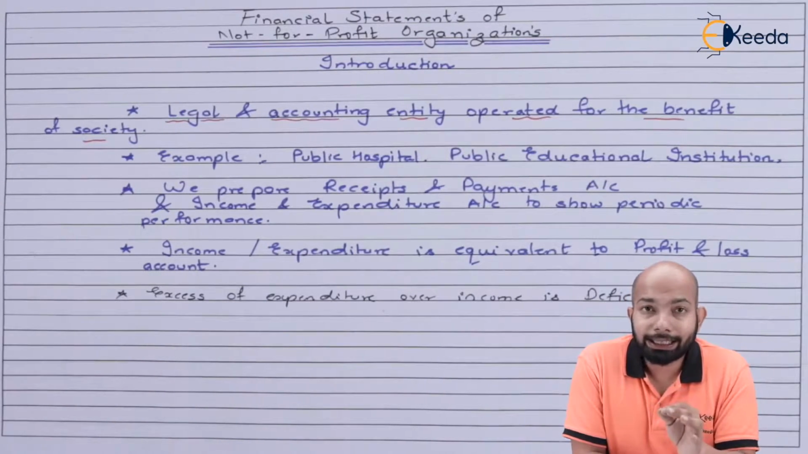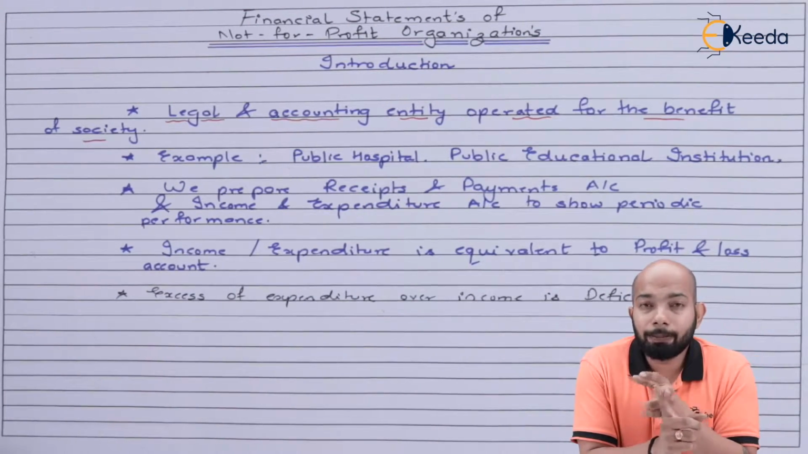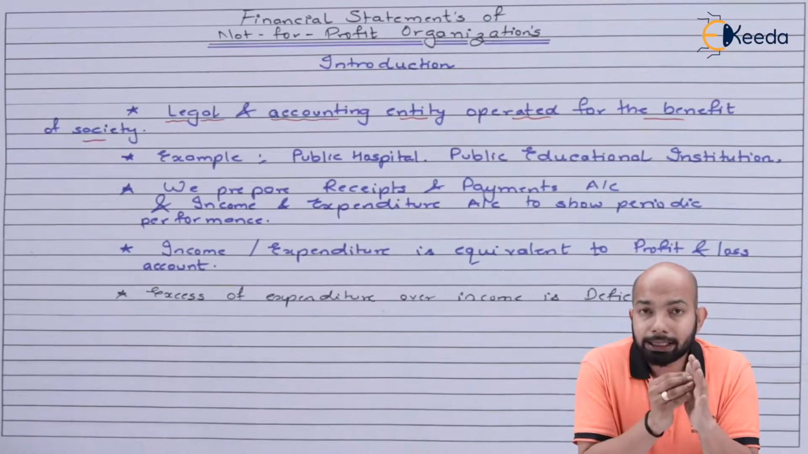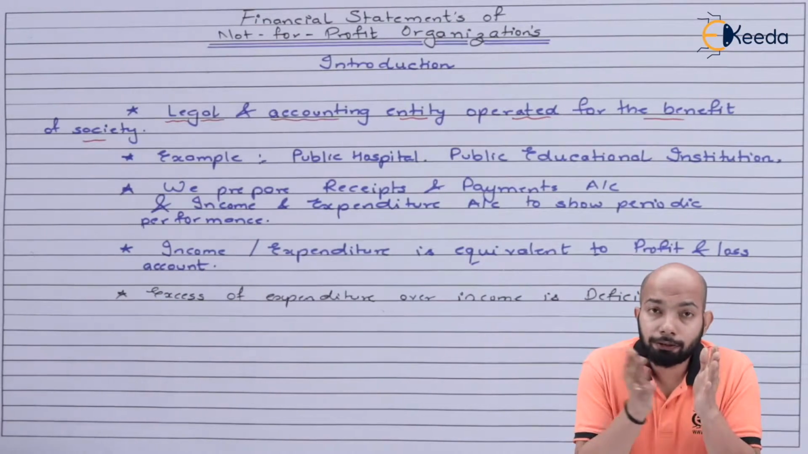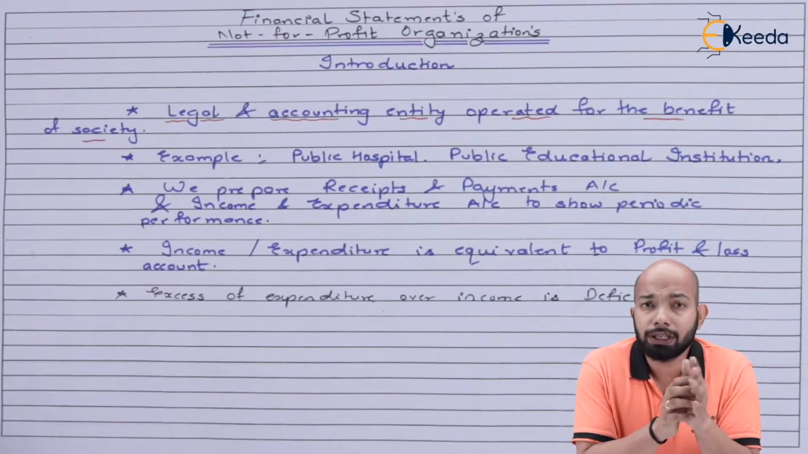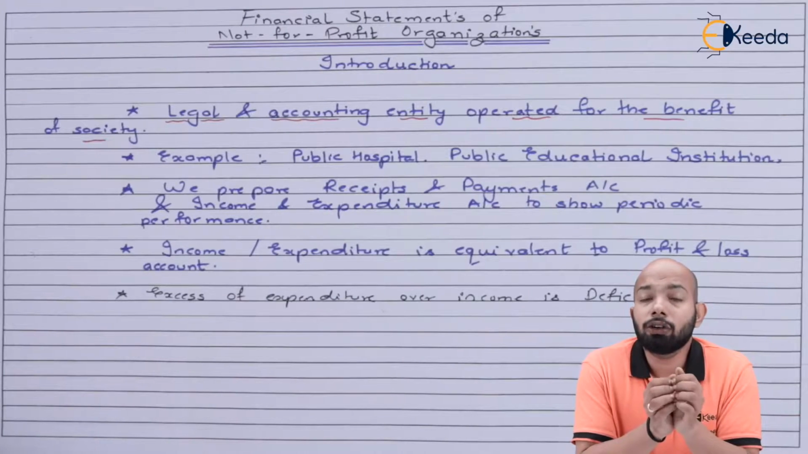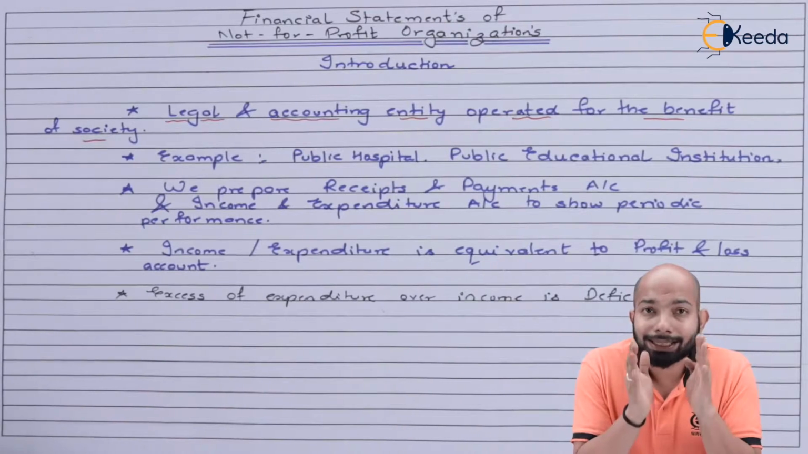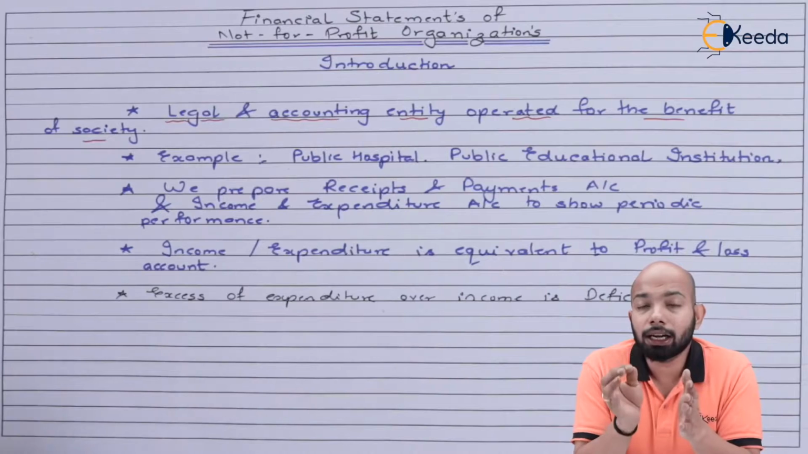Now, the first point that refers to a not-for-profit organization is that these are legal and accounting entities that are established for the benefit of the society. That means any charitable trust, any temple, any medical facility, any government institution, all these things are legal and accounting entities. Accounting is the reason because there are certain funds that come in the form of donations or fees or any other thing, or there are certain grants that are given to them by the government itself. Now all these things require certain financial statements, and that's the only reason why they have financial statements in the first place. So these are legal and accounting entities.